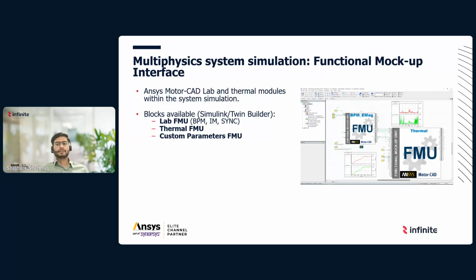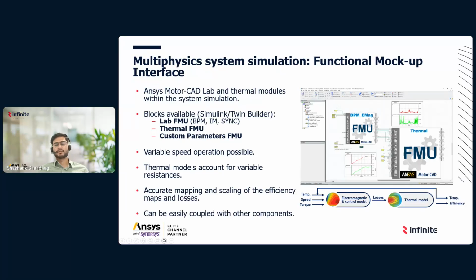The Lab FMU is currently only available for brushless permanent magnet, induction, and synchronous machine types. We can include things such as variable speed. We have a detailed thermal model, so variable resistances, and accurate mapping of efficiency maps and losses, for example. We can also see that Twin Builder is very useful in sensitivity analysis for parameter sweeps and optimization as well, and it can be easily coupled with different components in your overall system.